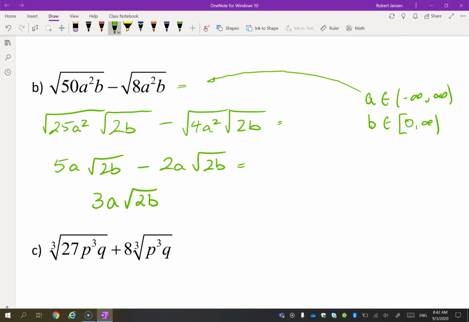Okay, and we have one little glitch here. Notice that we took the square root of a square. That means we should have put the absolute value here. Okay, now I'm not going to stress that, but just so you're aware.